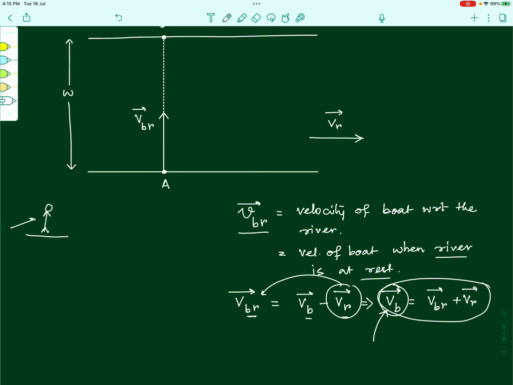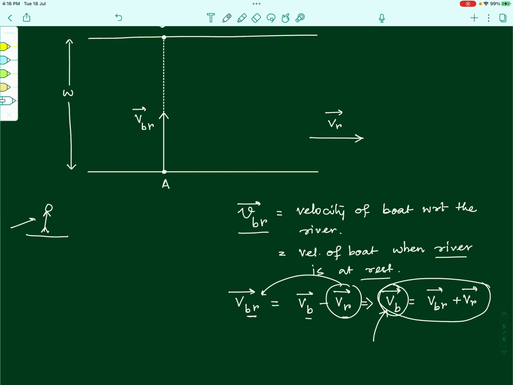velocity of the boat with respect to the river, which is the velocity of the boat when the river is still, which is the velocity of the boat when the river is not flowing, or the direction in which the boat will move if the river is still. That is the direction in which you are steering the boat, right? I'm just talking about this again and again so that it becomes absolutely clear in your mind.